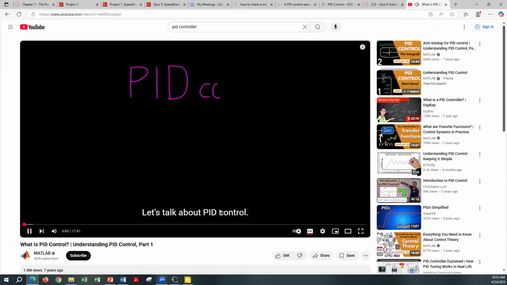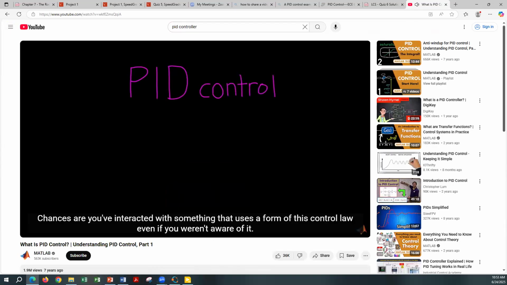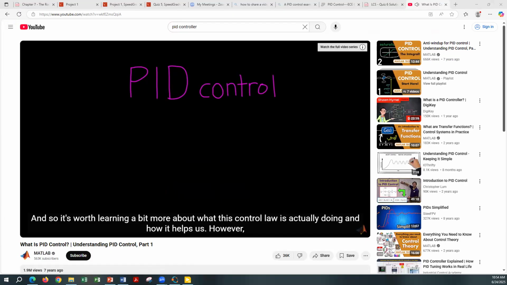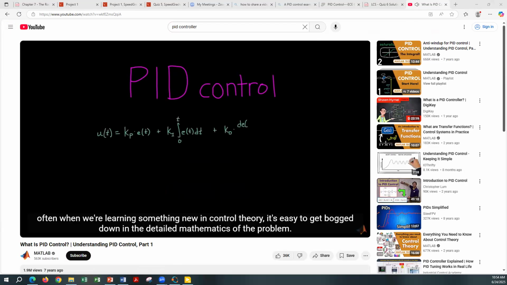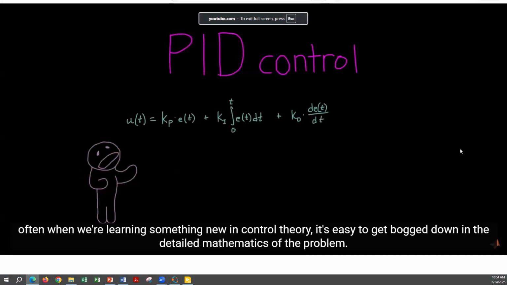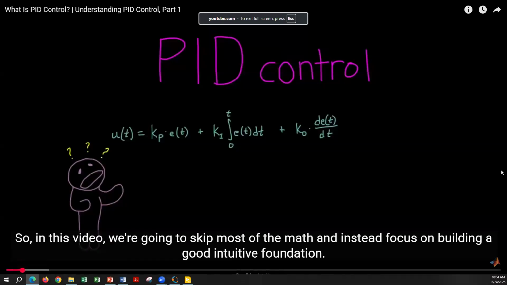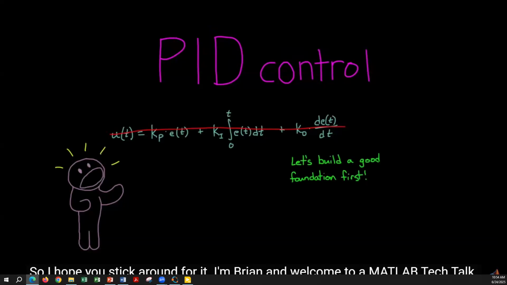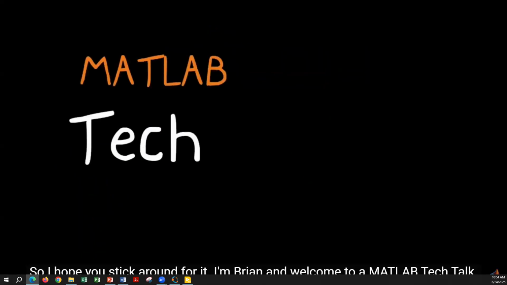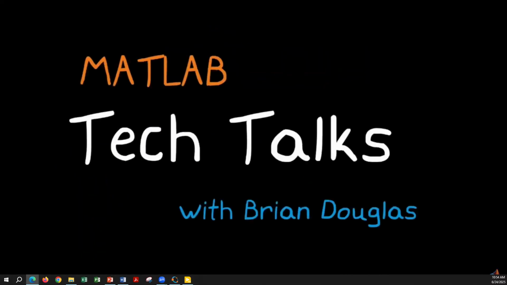Let's talk about PID control. Chances are you've interacted with something that uses a form of this control law even if you weren't aware of it. And so it's worth learning a bit more about what this control law is actually doing and how it helps us. However, often when we're learning something new in control theory, it's easy to get bogged down in the detailed mathematics of the problem. So in this video, we're going to skip most of the math and instead focus on building a good intuitive foundation. So I hope you stick around for it. I'm Brian, and welcome to a MATLAB Tech Talk.